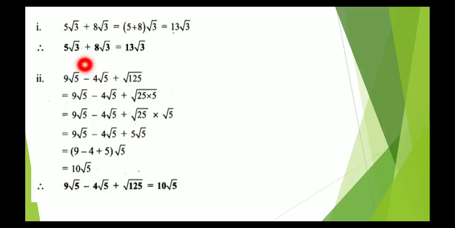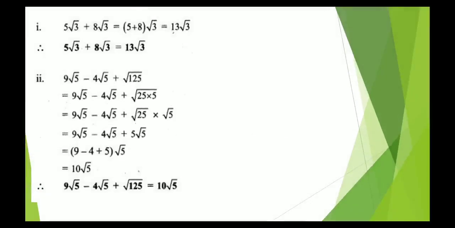For addition and subtraction of the surds, the order of the surds should be same, as well as the radicand should also be same. Then only we can do addition. If the radicand is not same, we cannot do the addition.